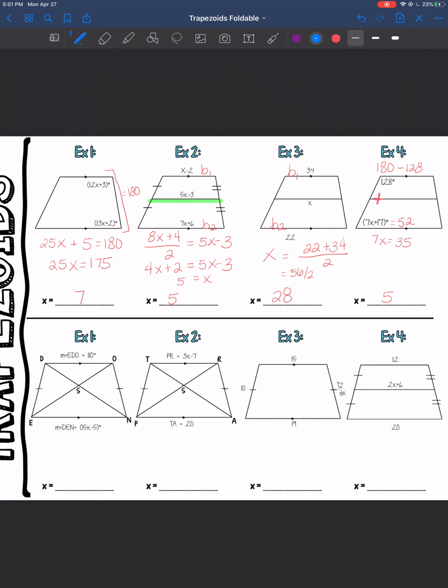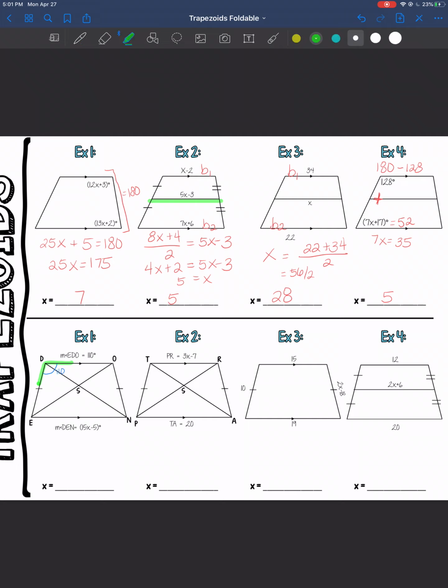On to the second row. Here we are given isosceles trapezoids, so we know the base angles are congruent, we know the diagonals are congruent, and the legs are congruent. So we're going to start off being given some angles. So EDO, this angle here, the entire thing is 110.